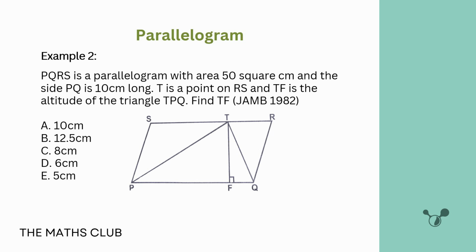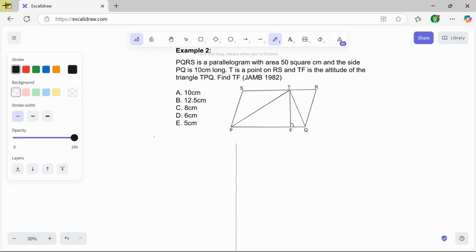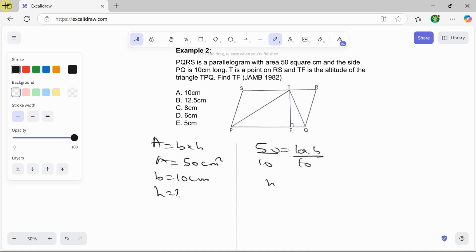Welcome back. I hope you're able to see that it's very, very simple, even though they put so much English inside. Let's solve it together. We know that the area of a parallelogram is base times height. We're given the area to be 50 centimeters square, and we're told the side PQ, which is the base, is 10 centimeters. Then we should find TF, which is basically the height. This is basically what they give you. So if I substitute, that will be 50 is equal to 10 times h, and if I divide both sides by 10, my h is equal to 5 centimeters, and that will be option E. Let's see if we're correct.